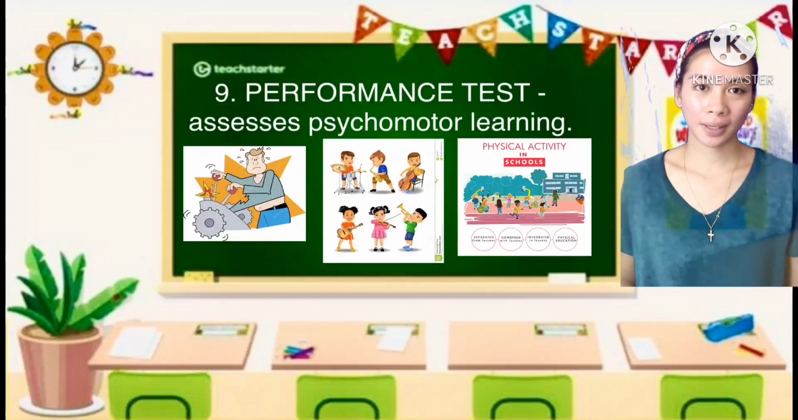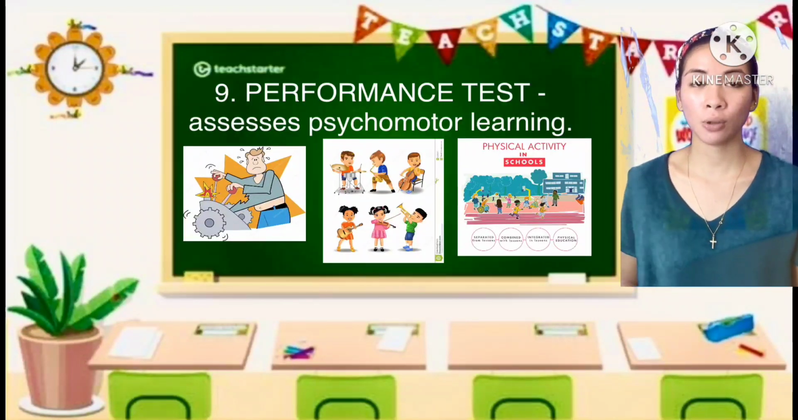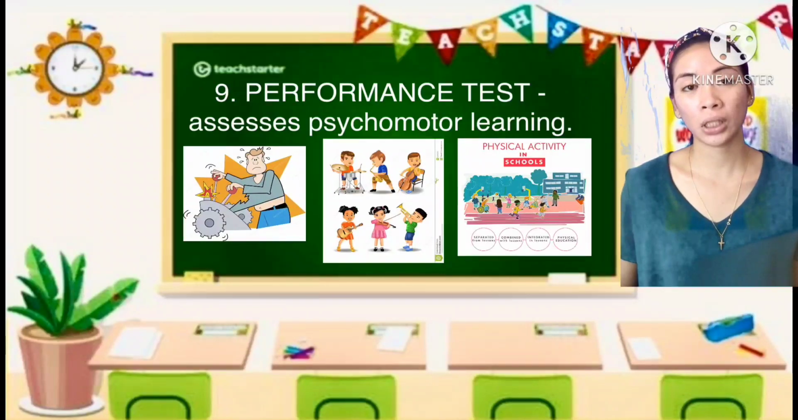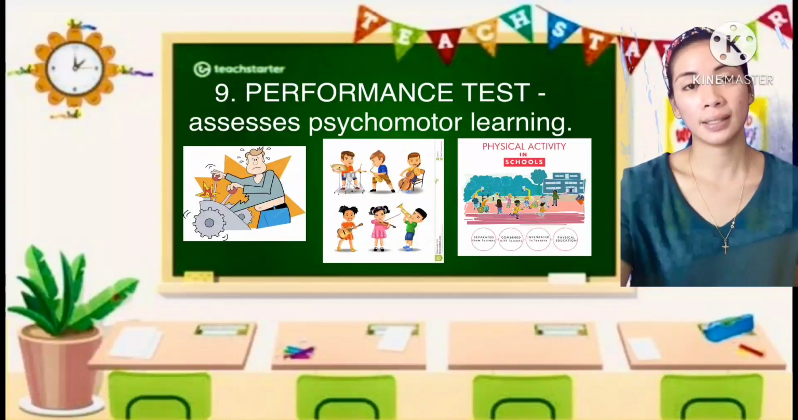Number 9, performance test. Performance test assesses psychomotor learning. The teacher grades the activity without the use of a paper and pencil test. Instead, psychomotor learning needs to be performed and the mastery of the skills observed. Performance tests can also be measured by accuracy and speed. Examples of these are operating a machine, playing an instrument, and other physical activities.